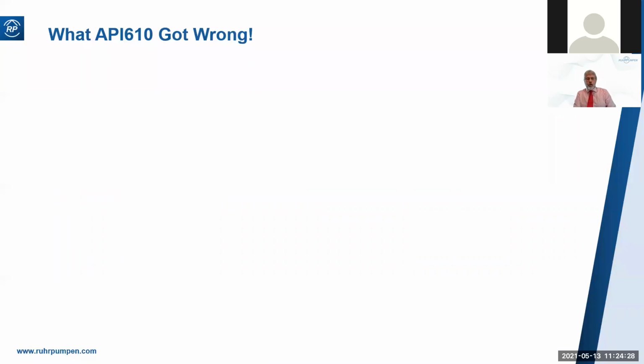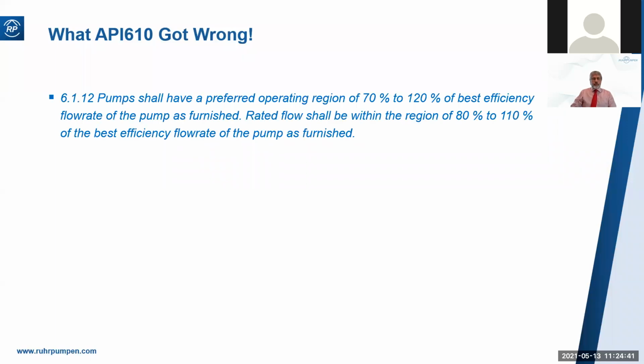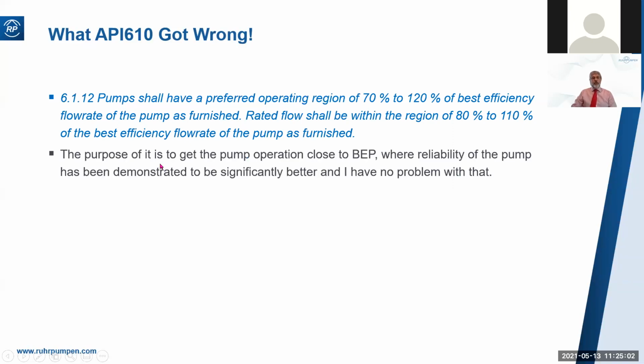Now I want to look at one thing that API-610 got wrong, and then one thing that they absolutely got right. Here's the clause that I think they got wrong. 6.1.12. Now, I don't think many people will have a problem with this bit. Pumps shall have a preferred operating region of 70 to 120% of BEP. Rated flow shall be within the region of 80 to 110% of the best efficiency flow rate of the pump as furnished. No problem. The purpose of this is to get the pump operation close to BEP.